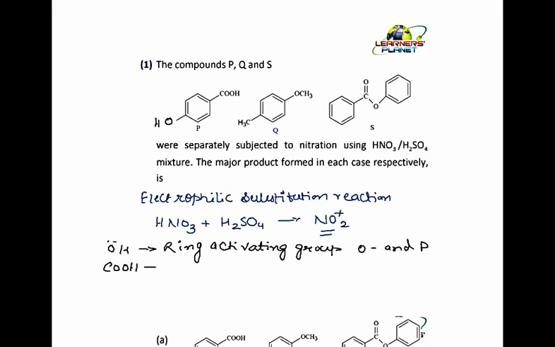Then coming to the next. Now students, your CH3 is what? CH3 has a plus I effect. That is, it is an electron releasing group. But is there any mesomeric effect over here? No. What about OCH3? Now your OCH3 has what? Lone pair of electrons also on oxygen, right? It is present in this position, so it is also an ortho para directing group. So both are ring activating groups. This is for P and this is for Q.